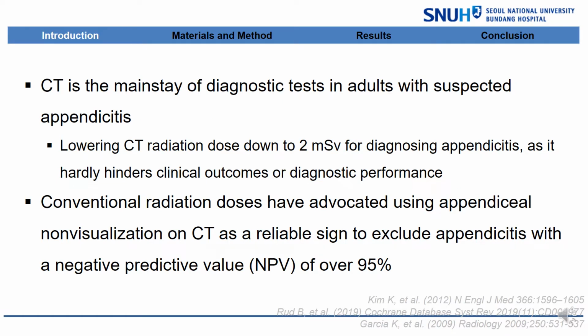CT is the mainstay of diagnostic tests in adults with suspected appendicitis. Previous studies showed that lowering CT radiation dose down to 2 millisievert for diagnosing appendicitis hardly hinders clinical outcomes or diagnostic performance. Other previous studies of conventional radiation doses have advocated using appendiceal non-visualization on CT as a reliable sign to exclude appendicitis, with a negative predictive value of over 95%.